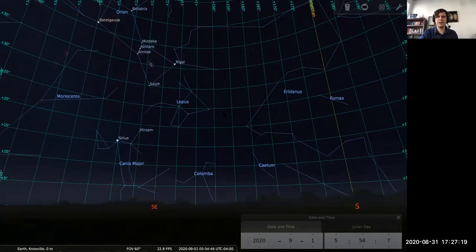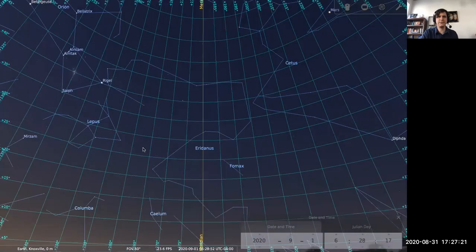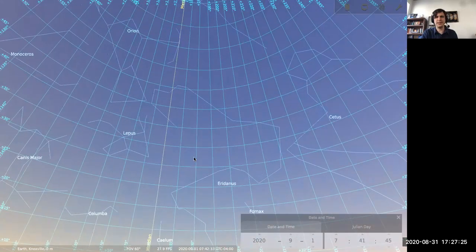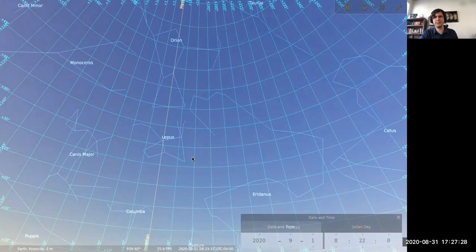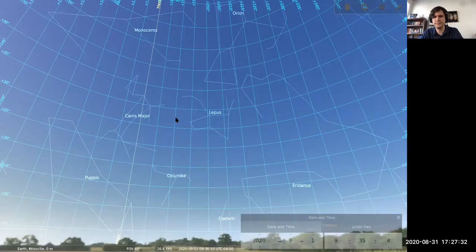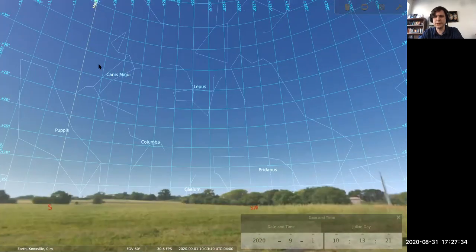So let's go ahead and follow it. It's rising higher and higher as it goes towards the meridian. It's up in the daytime now, hits the meridian, and now it's going to be setting. It's getting lower in altitude after it crosses the meridian. And eventually it'll set in the west.